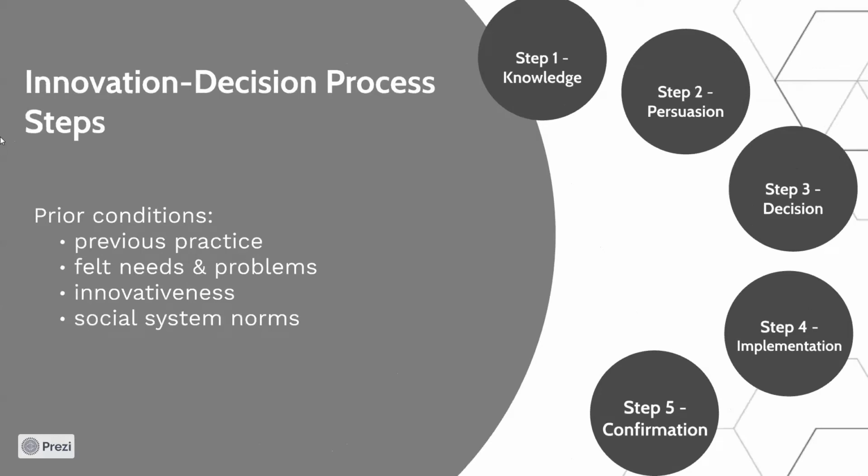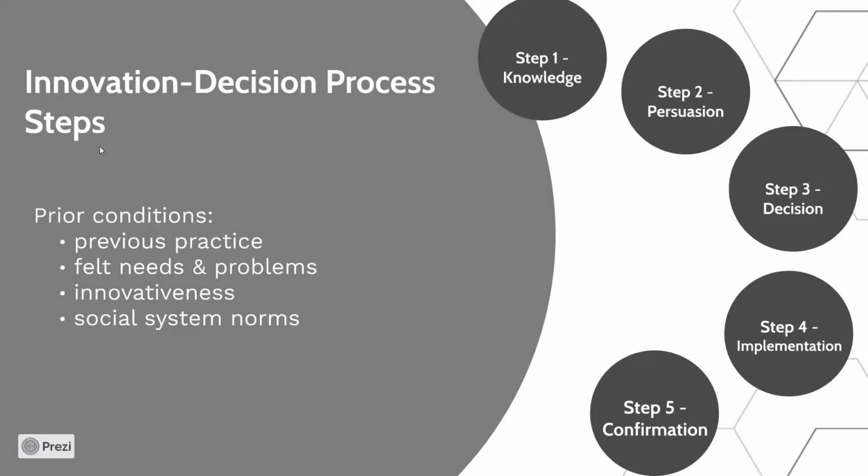Prior conditions of an individual or organization that may exist and therefore influence how they move through the process include previous practice of that individual, felt needs or problems. In other words, do they perceive a need or problem that this innovation may or may not solve? Level of innovativeness of the individual or organization, and the social system norms for the system within which they exist. We all know those around us, or the society around us, has an influence on how we make decisions.